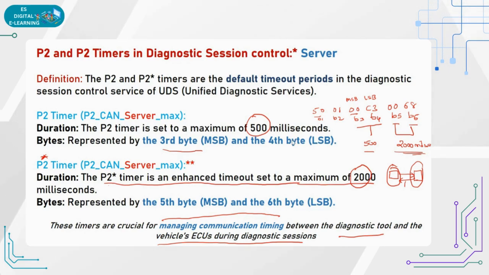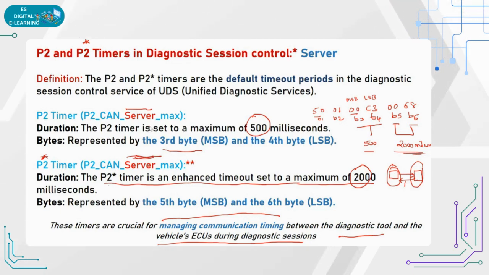Is it clear? This is what the P2 and P2 star timers are. This is for server time. Is it clear, right? Are you able to understand? Do you have any doubts on this? Yes sir.